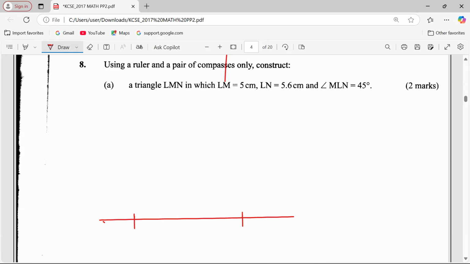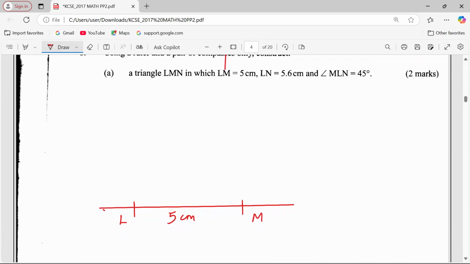I'm going to just illustrate 5 centimeters. Then something else that we're supposed to do is to note that the length LN is 5.6, and the angle at L is 45. So if the angle is 45, we construct a perpendicular first at L.